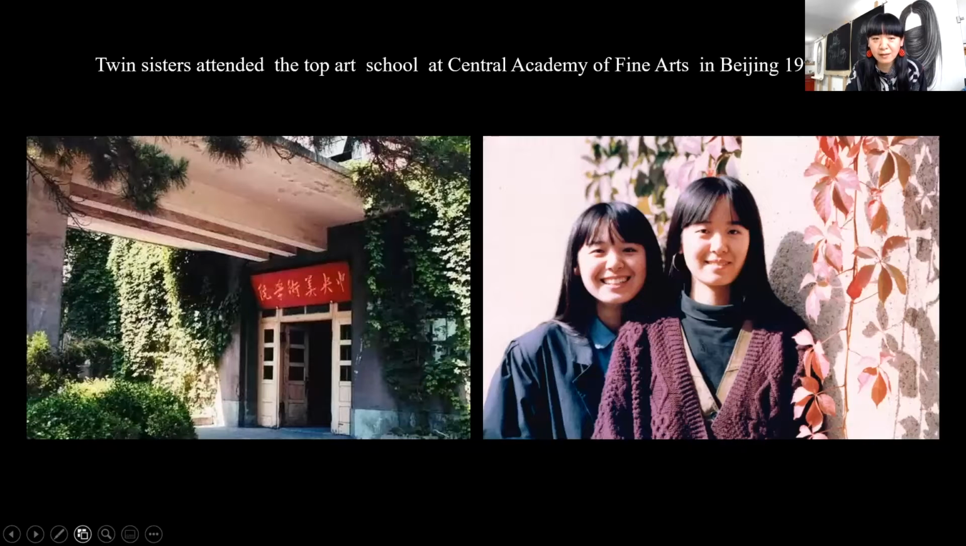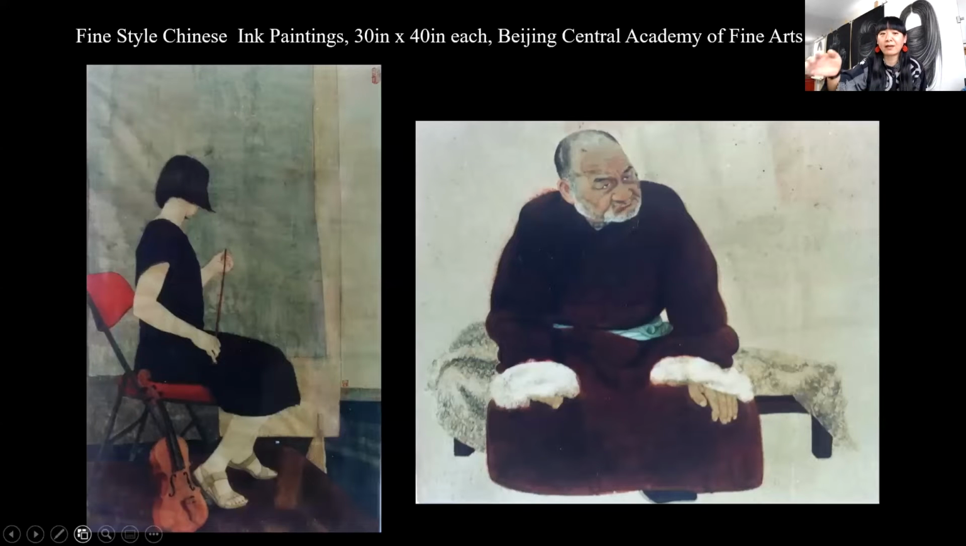At the age of 15, my twin sister and I passed the national exam, left our hometown, and went to the Beijing Central Academy of Fine Arts to start our professional art training. First at the academy-attached high school for 4 years, then another 4 years in the academy to work on a single medium. I studied fine style figurative ink painting. These are examples of my undergraduate work, and my twin sister focused on printmaking.